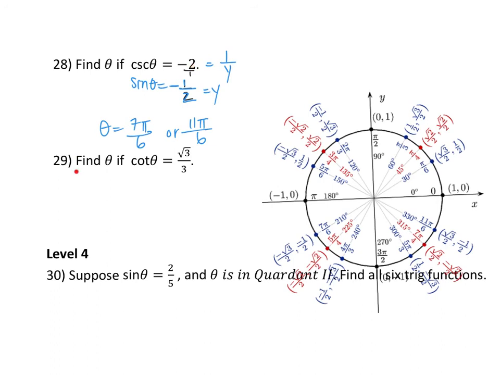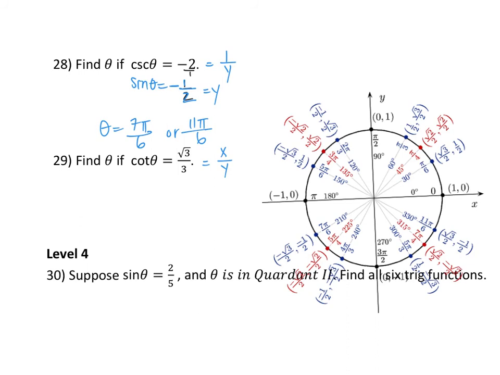So for problem 29, you are trying to find the angle given that cotangent is root 3 over 3. You could change this to a tangent, but I don't really think that would make it any easier. If we just think about what cotangent is, it's your x over y. It's the reciprocal of tangent. So what we have to think about is when we take x and divide it by a y value somewhere on the unit circle, we get root 3 over 3. So we're going to have to play a little bit.